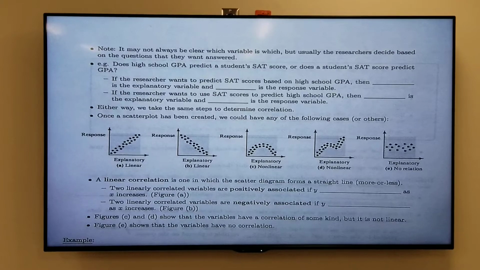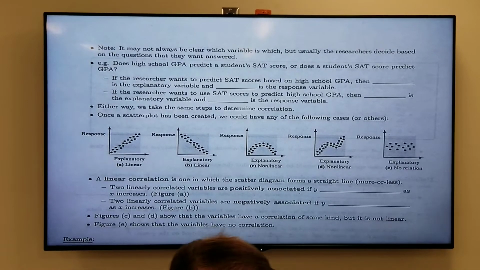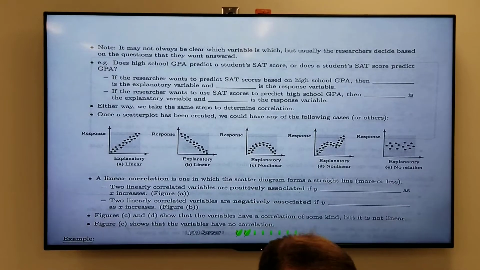All right, page two of 4.1 notes. So this is again 4.1, page 2.